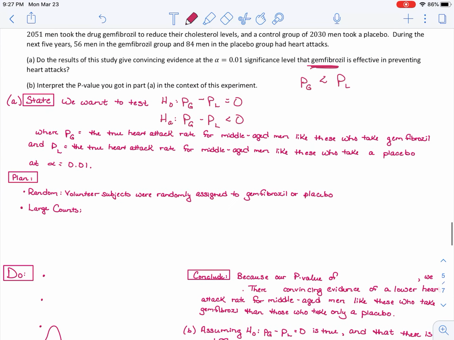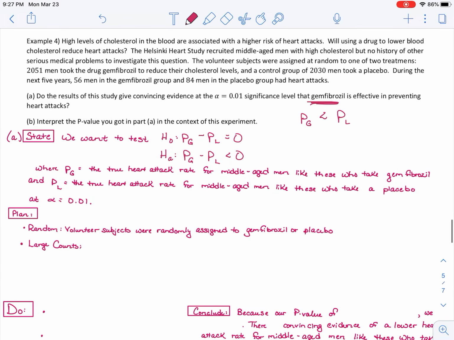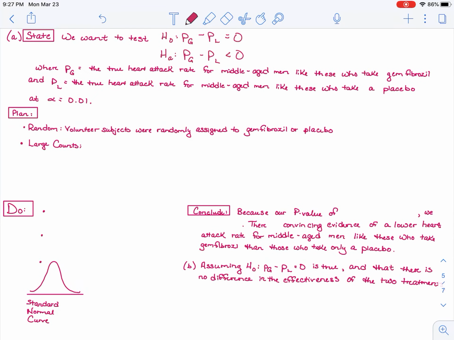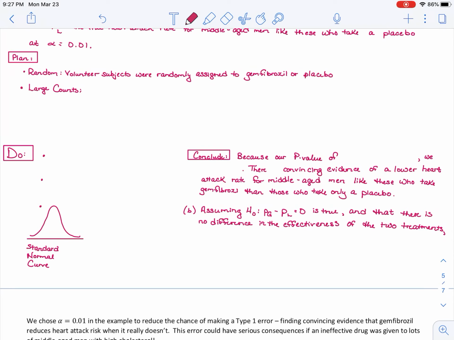So these were not randomly picked people. They volunteered for the study, but that's how all drug studies are going to be. They're going to be volunteers. So I'm going to note they are volunteer subjects, but they were randomly assigned, which has to happen. Otherwise, it's just an observational study, and that's not acceptable. So they're randomly assigned to the 2 treatments. So you'll notice I skipped right over the 10% condition because if you're not selecting from a population without replacement, that's an unnecessary condition to check.